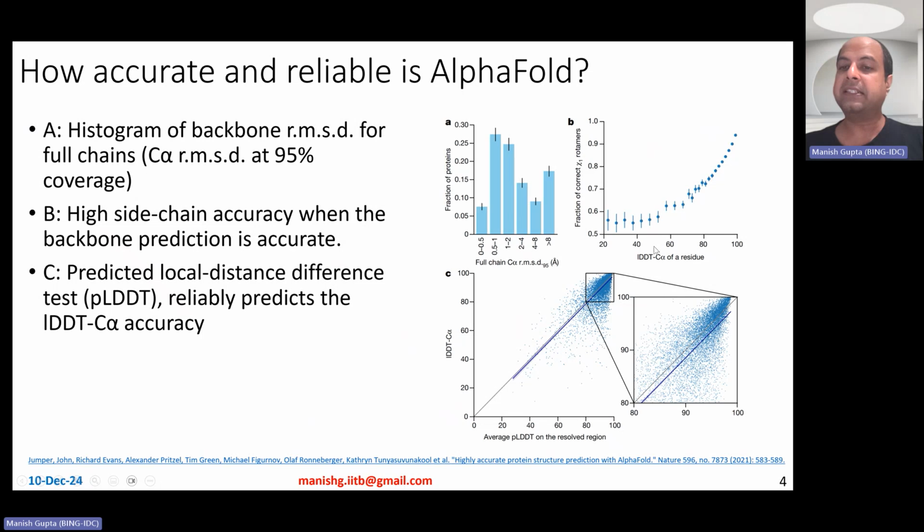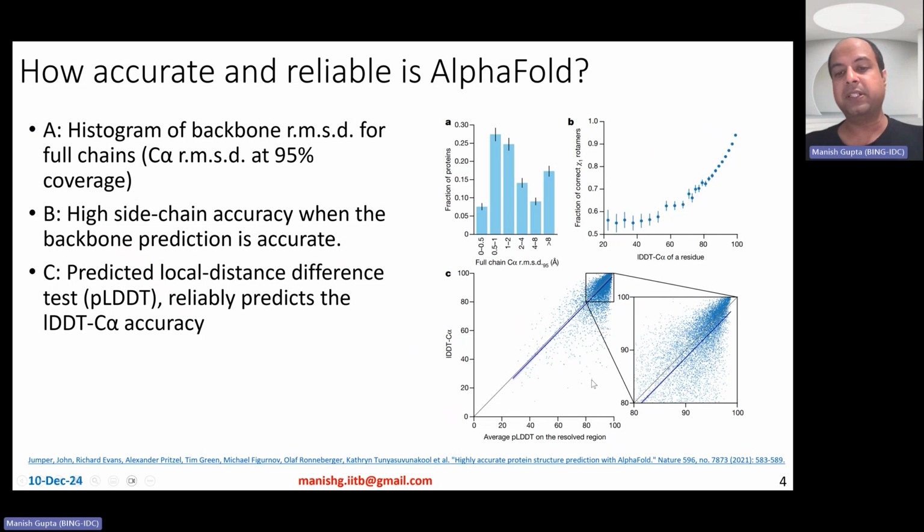But what you can see is that the x-axis is the backbone prediction accuracy. The y-axis is the side chain prediction accuracy. You see there is this chi1 angle which is being measured here, so they are measuring the accuracy of the side chain in terms of the chi1 angles. With the x-axis backbone accuracy and y-axis side chain accuracy, you see there is a very good correlation. If you accurately predict the backbone, then the side chain prediction is also accurate. Okay, which is good.